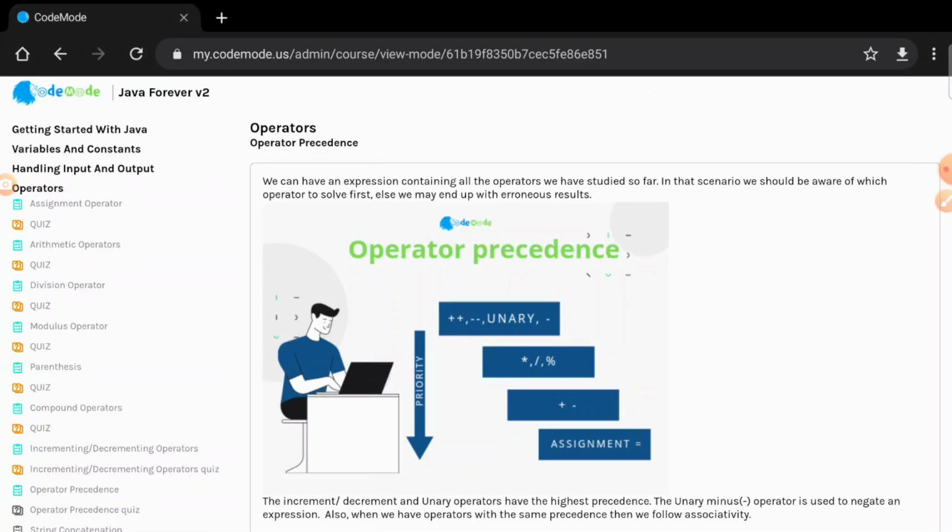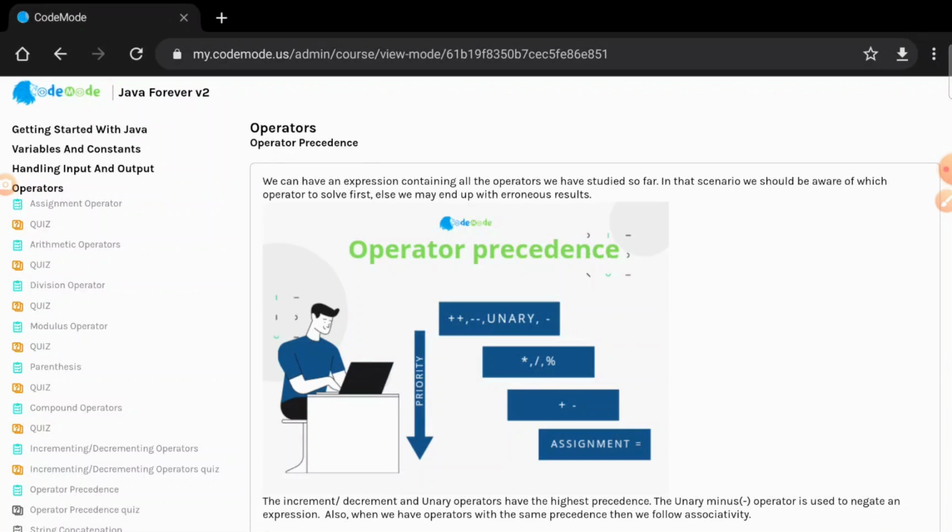Currently we are learning operators and today's class is on operator precedence. So far we have learned about different types of operators. In the previous class also we learned about the equal to operator, which is assignment, addition, multiplication, parentheses, shorthand operators, compound operators and all that part. And all different types of operators we have learned so far.